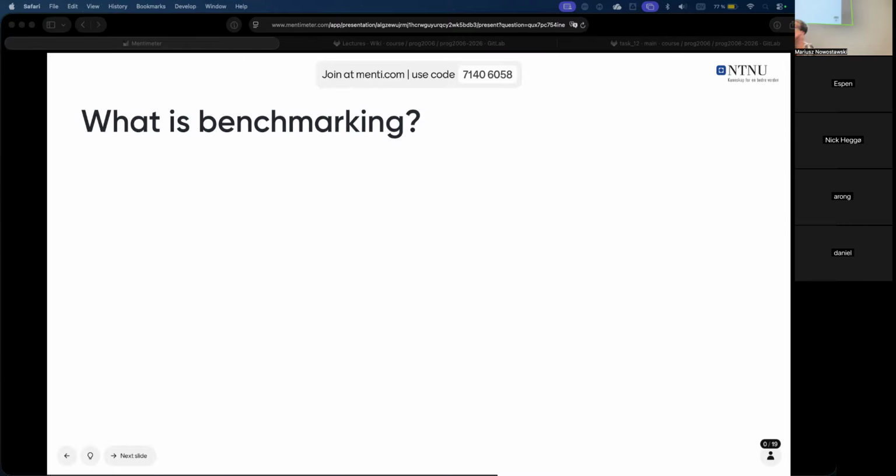What we are doing with software. So first question is, what is benchmarking? What is benchmarking? So think, if you have to do benchmark, what does that mean? What is it?